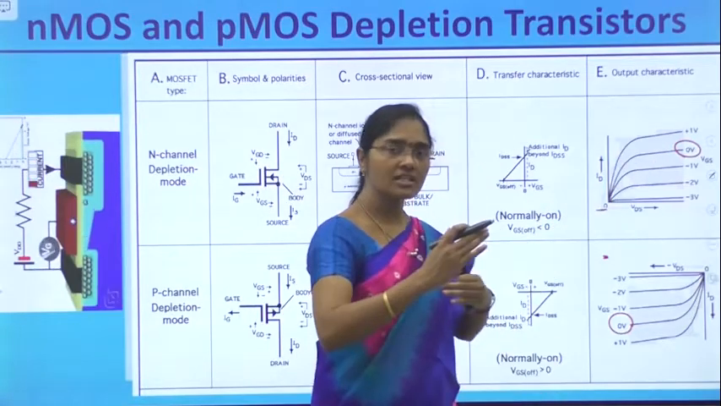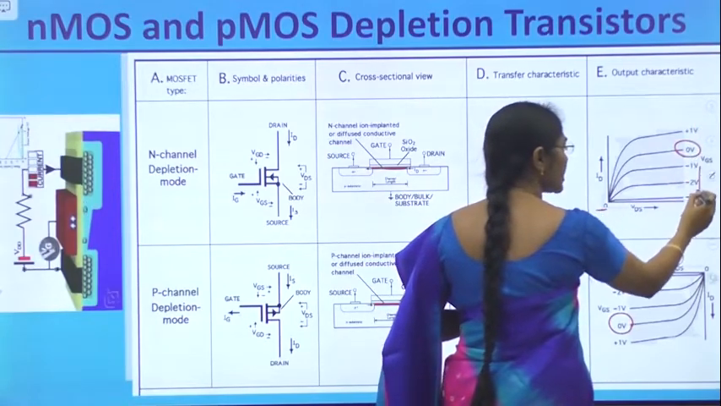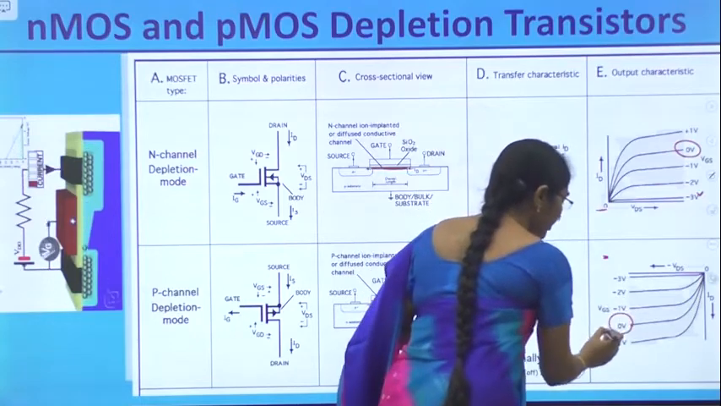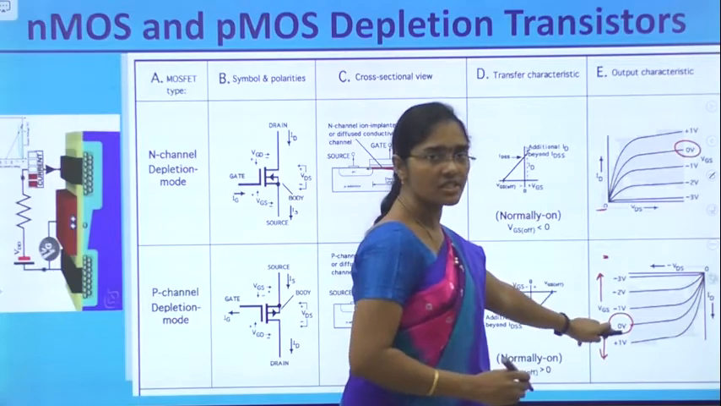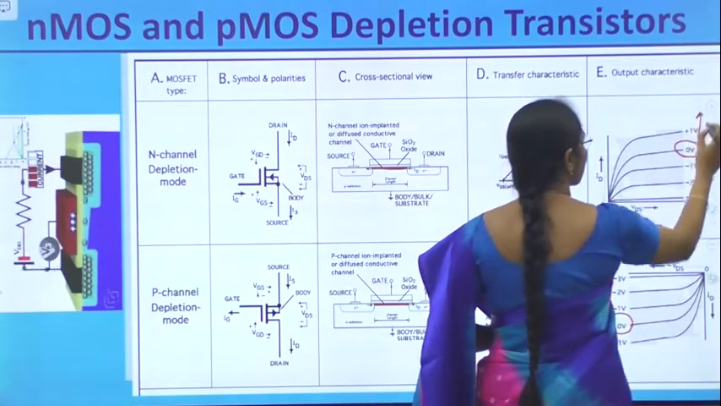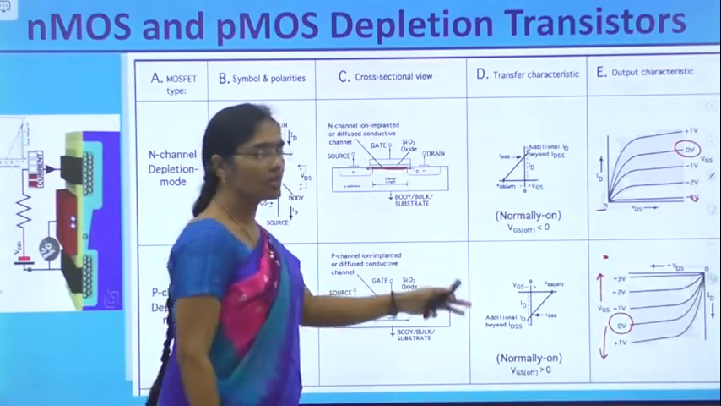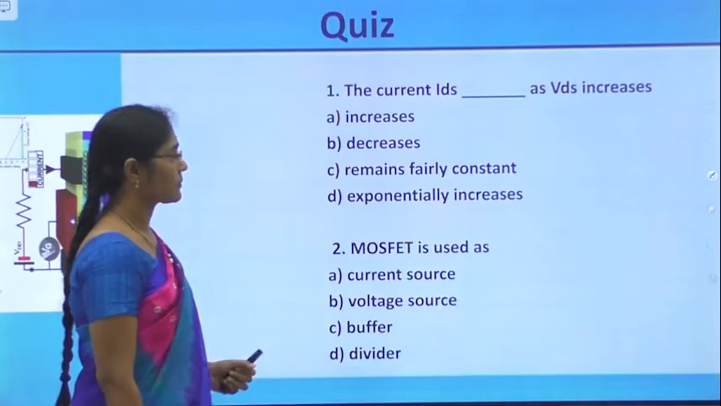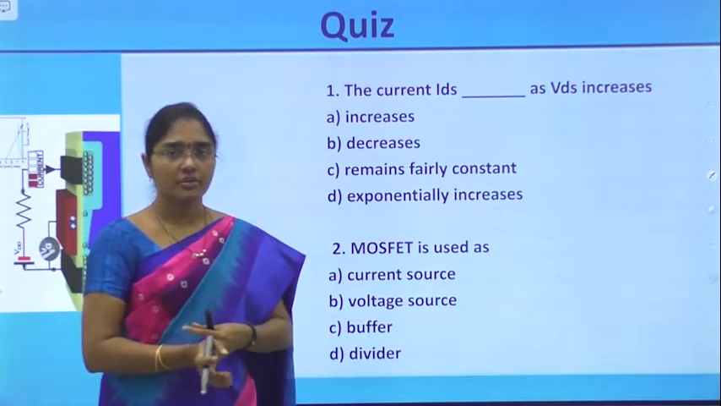Now, if you want to increase the conduction, the potential at the gate has to be increased. If you want to decrease the conduction, the potential has to be decreased. Similarly, the type of potentials required for increasing and decreasing applies to the pMOS enhancement mode and pMOS depletion mode transistor operations. Till now we have seen four transistor operations.